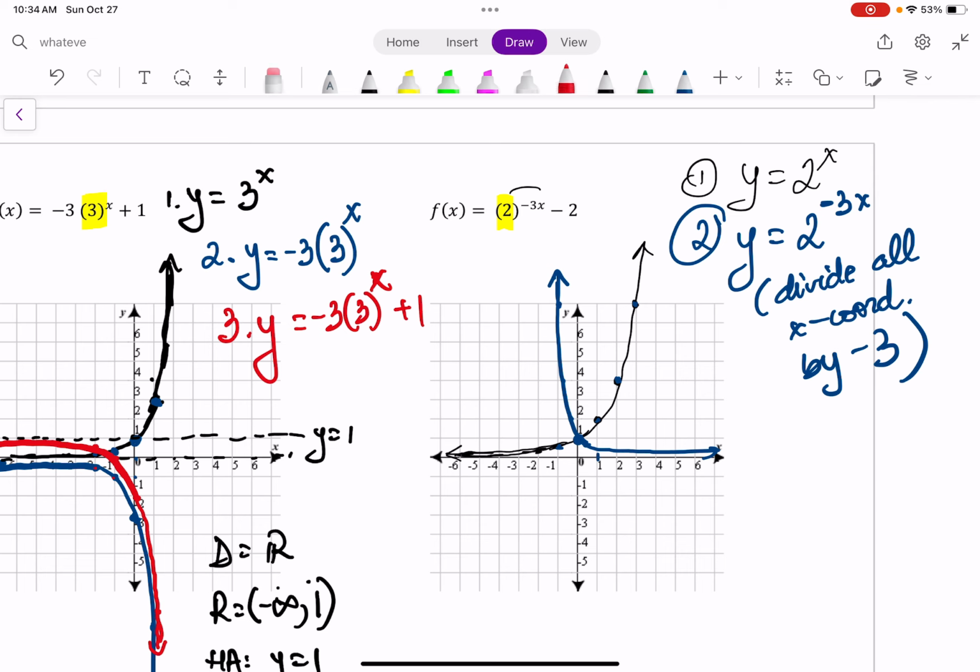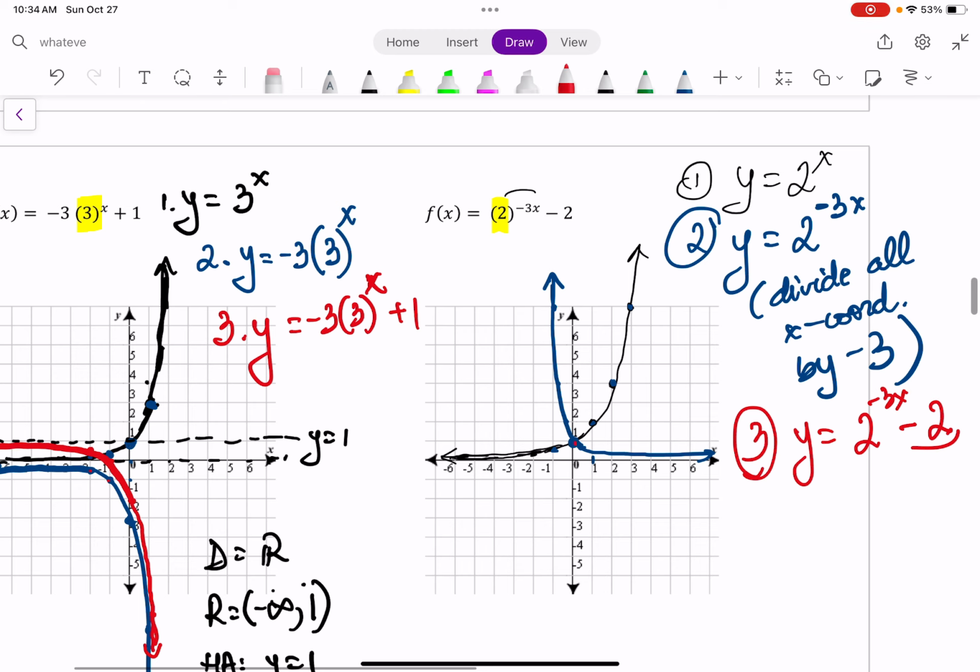And finally, here's our last one. Take the graph from before, the 2 to the -3x, and subtract 2 from it. So the -2 simply is going to take all these points and move them 2 units down.